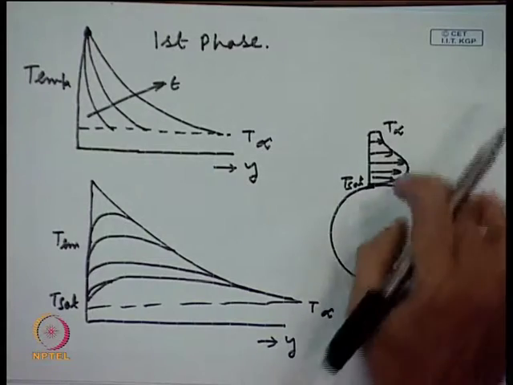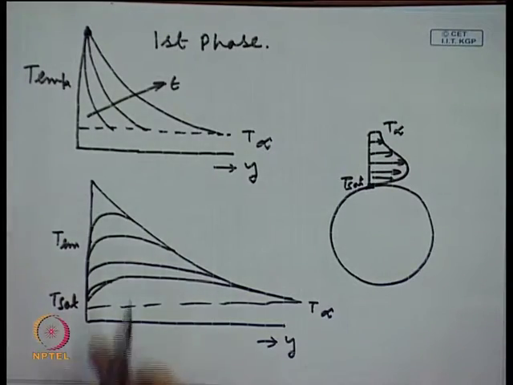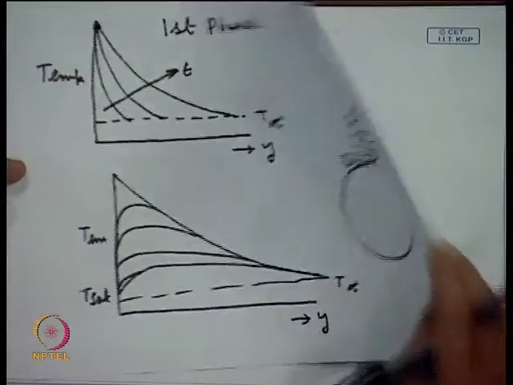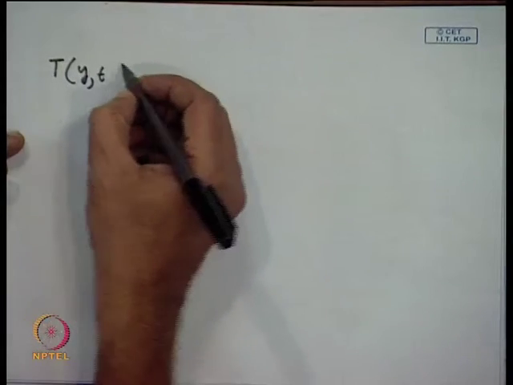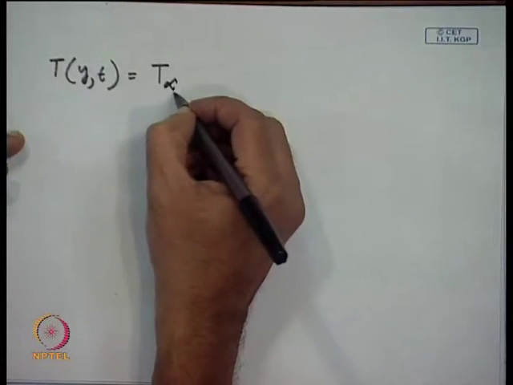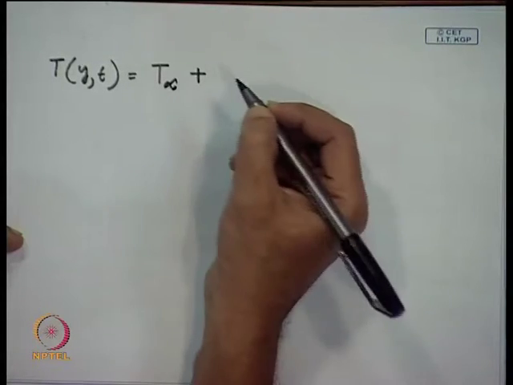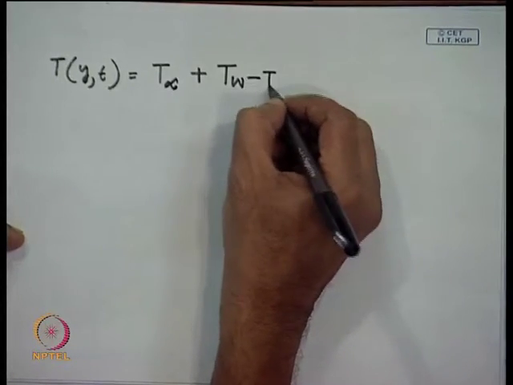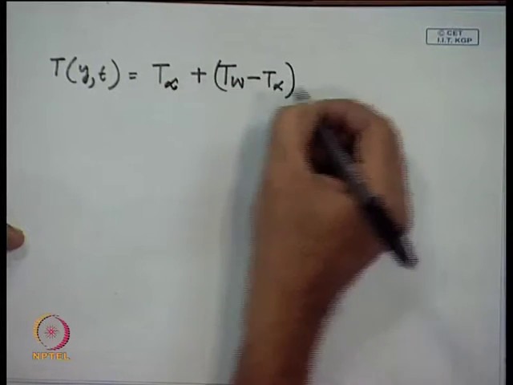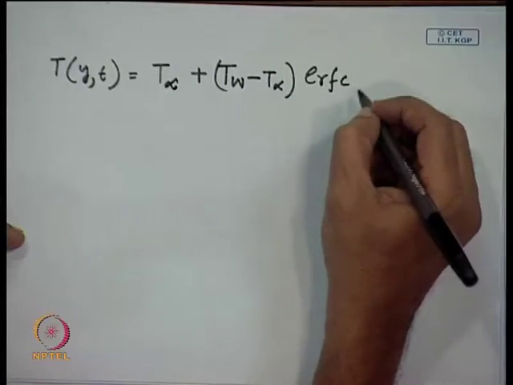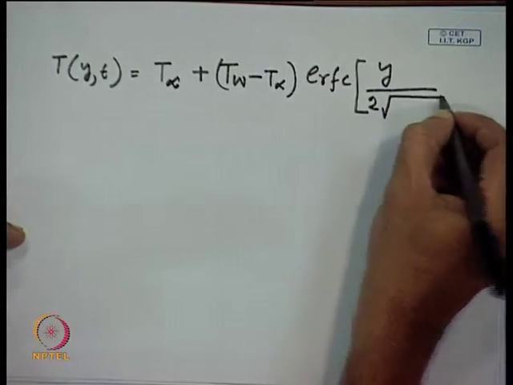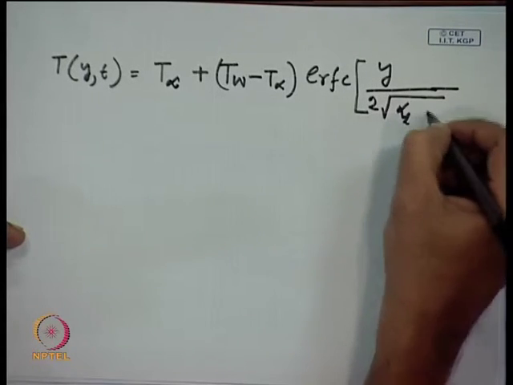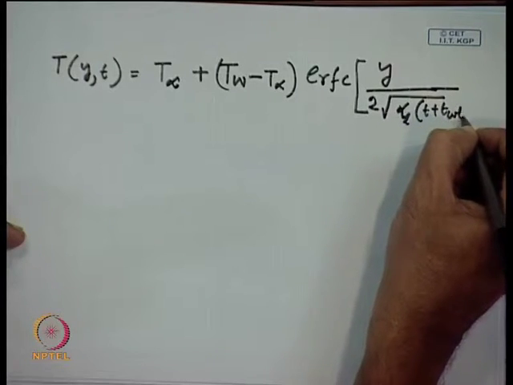Now, as it is transient conduction, this is not a stationary picture, this picture will change, and that is what has been shown in the diagram below. So, mathematically what you will get is this: T(y, t) is equal to T infinity, anywhere temperature will be more than T infinity within the thermal boundary layer, plus (T wall minus T infinity) times the conjugate error function ERFC, with alpha L (t plus t waiting).